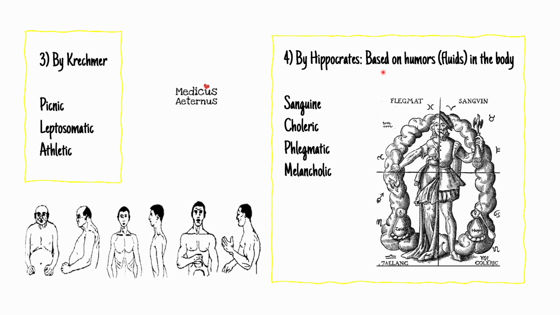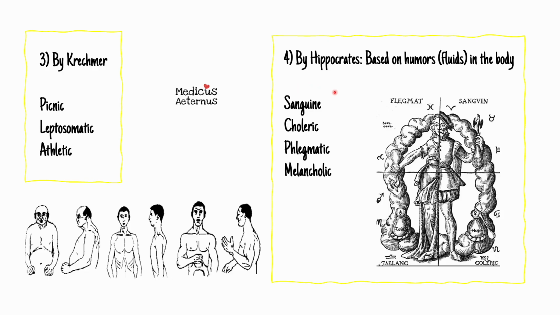The 4th type of body constitution was formed by Hippocrates, and this is one of the oldest classifications of body types. It is based on the humors, the fluids in the body. Hippocrates viewed the body constitution through humorism, believing that health depends on balancing the 4 vital fluids: blood, phlegm, yellow bile, and black bile, leading to the famous 4 temperaments: sanguine, phlegmatic, choleric, and melancholic.